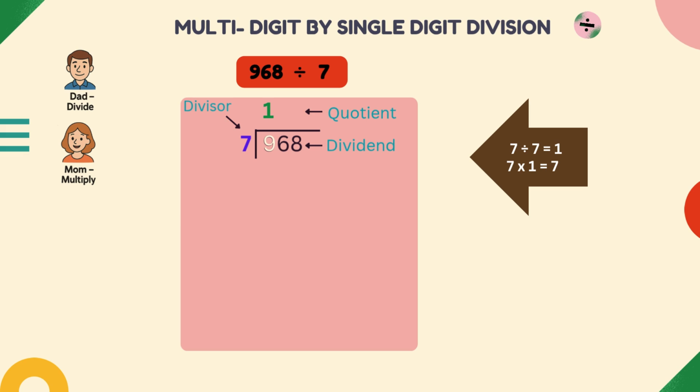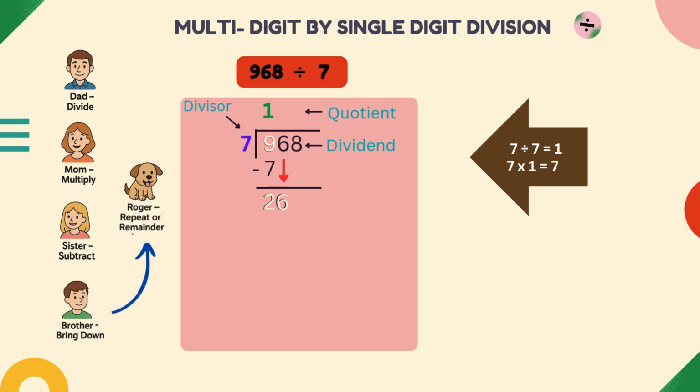1 times 7 is 7. Write 7 under the 9. Then the sister step says, subtract. 9 minus 7 equals 2. Next comes brother step, to bring down. We bring down the next number from the dividend, that is 6. We get 26. Roger says, repeat all the steps.